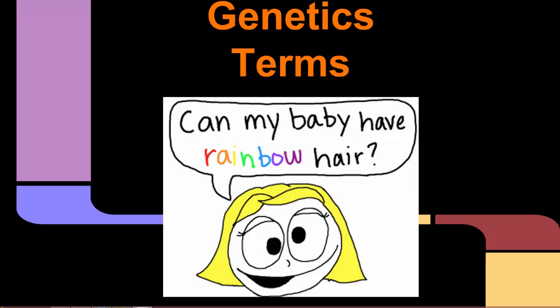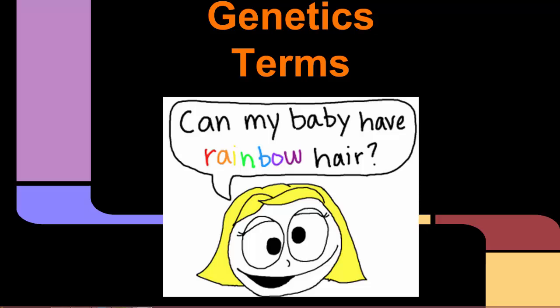Today I'd like to talk about some important genetics terms that we will be using throughout our genetics study. Right now they might seem like a foreign language, terms like allele, dominant, recessive, heterozygous, homozygous, genotype, and phenotype. But trust me in knowing that these terms will become second nature to you very quickly over the next few days as we work with our genetics problems.